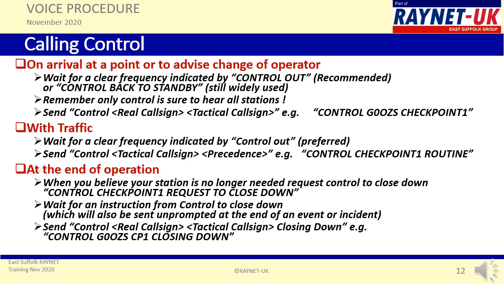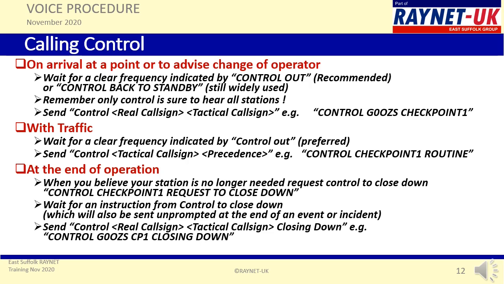If you have traffic, wait for a clear frequency indicated by control out, and then send control, your tactical call sign, and the precedence. For example, control checkpoint 1 routine. Higher precedence, i.e. priority or immediate, should be repeated, like control checkpoint 1 immediate, immediate.